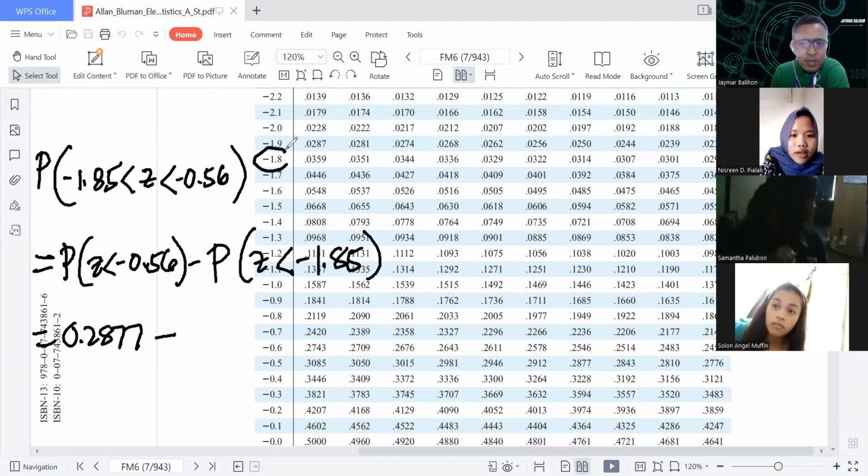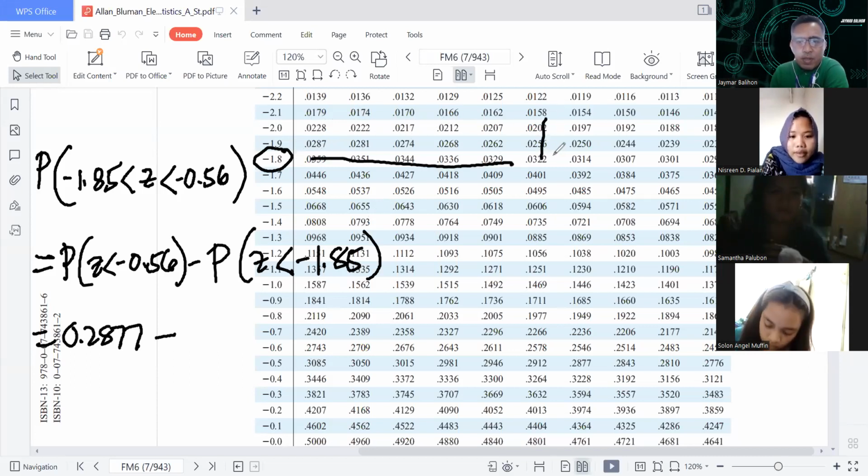Negative 1.8, then I connected it to 0.5, going 0, 1, 2, 3, 4, 5. What is your answer, Nesrin? 0.0322. Very good, and this is correct. So it will be 0.0322.